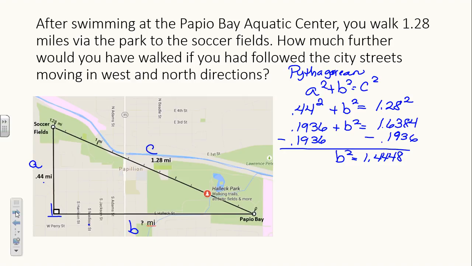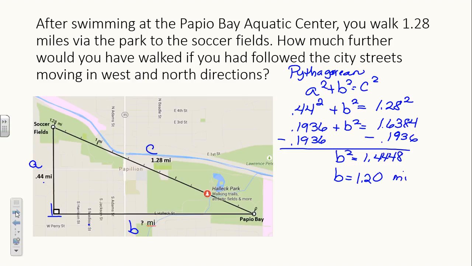Okay. How do I get the b all by itself with the square? Square root. Opposite of squaring is square root. So we square root and we get B is 1.2. Now everything else was in 2 decimal places, right? So we're going to round this to 2 decimal places. 1.20 miles.